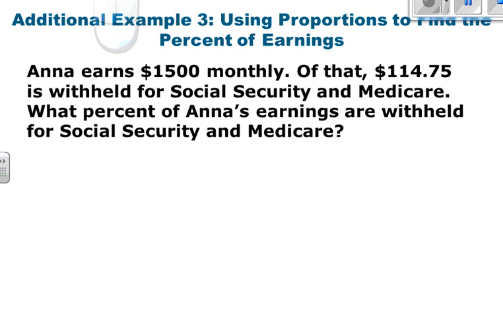Annie earns $15,000 monthly. Of that, $114.75 was withheld for Social Security and Medicare. So what percent of Annie's earnings are withheld for Social Security and Medicare? So when you get a paycheck, some parts are taken out, things like taxes and Social Security and so forth.